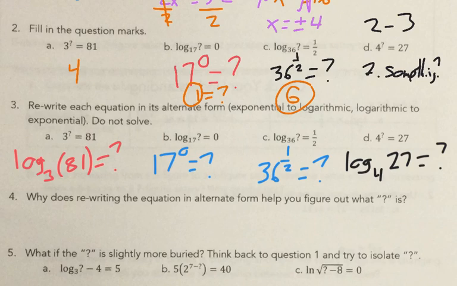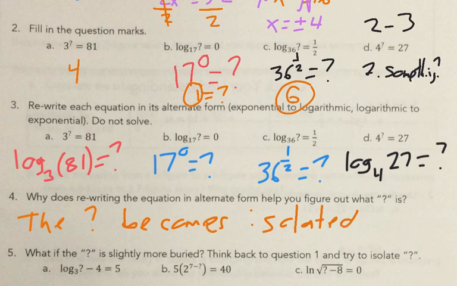Why does rewriting the equation in its alternate form help you figure out what the question mark is? That's it, 100%. The question mark becomes isolated. Isn't that so much easier to solve when the question mark's by itself? Yes. Yes, it is.